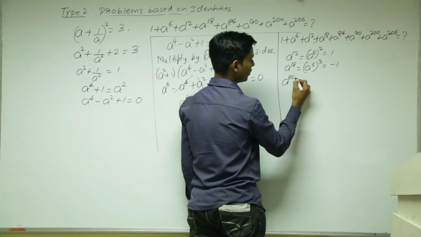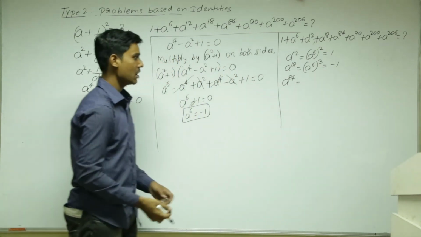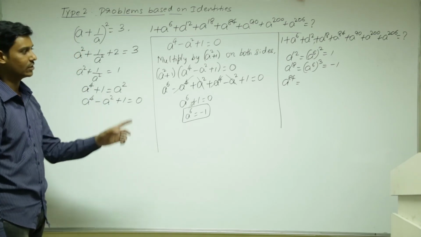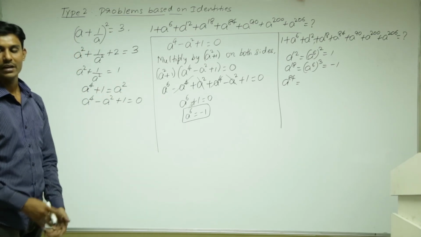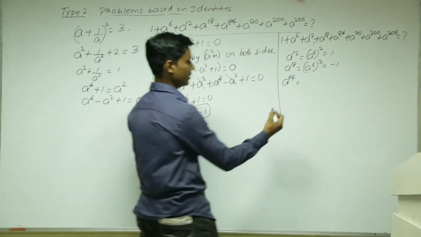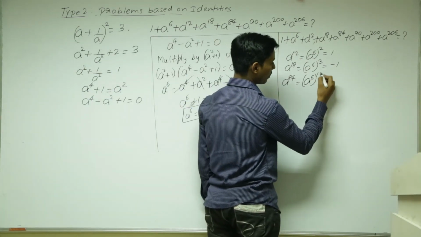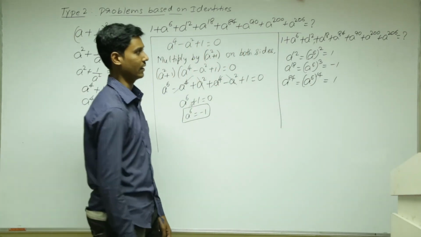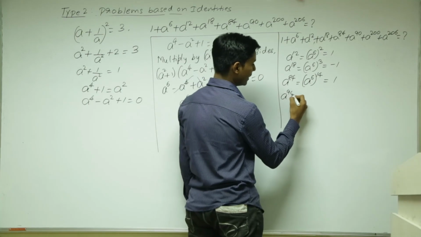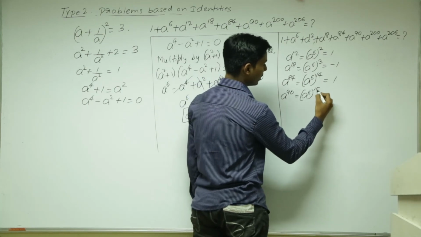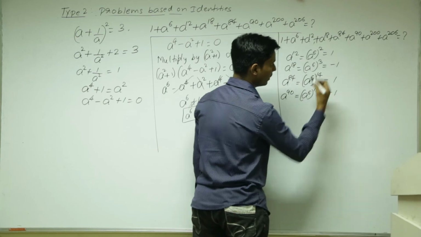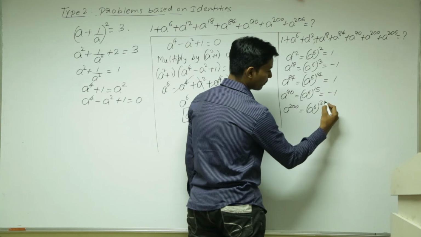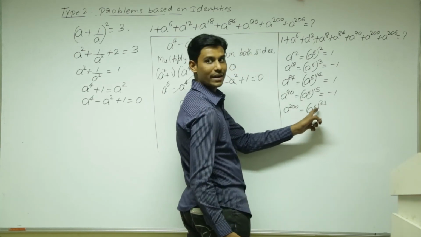A power 84: what is the multiple of 6 which will go till 84? 12 into 6 is 72, right? 12 sixes are 72, but it is 84. That means it should be 14 into 6. That means this is a power 6 whole power 14, minus 1 power an even number is plus 1. So a power 90 is a power 6 power 15, minus 1 power an odd number is minus 1. A power 200 I can write as a power 6 to the power of 33, which is nothing but a power 198.